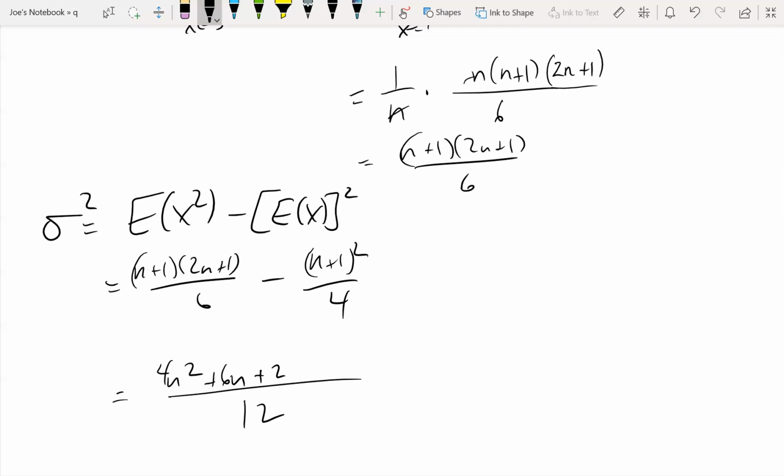Everybody understand why I'm multiplying that by 2 while I'm FOILing in the common denominator? And then minus, I have to do the same thing over here, but multiply by 3. So we'll get minus 3n squared minus 6n minus 3. And notice that your 6n's cancel. We're left with just n squared minus 1 over 12.